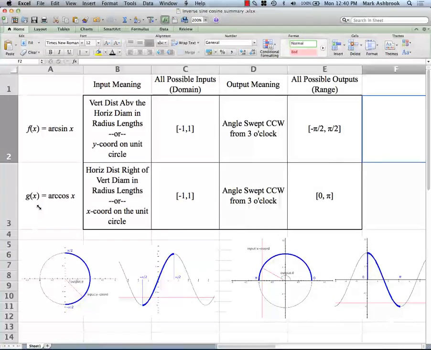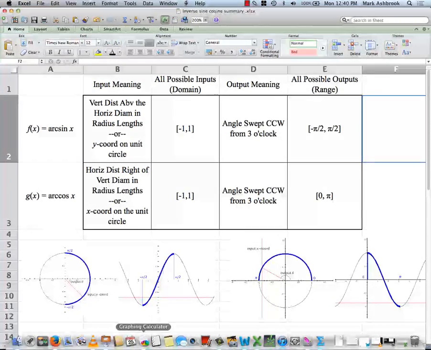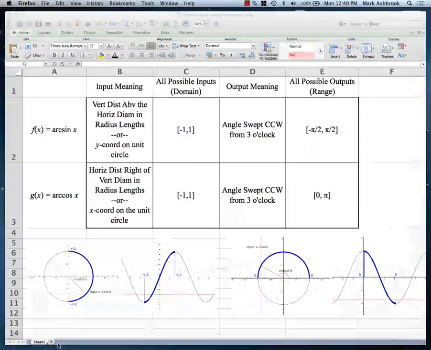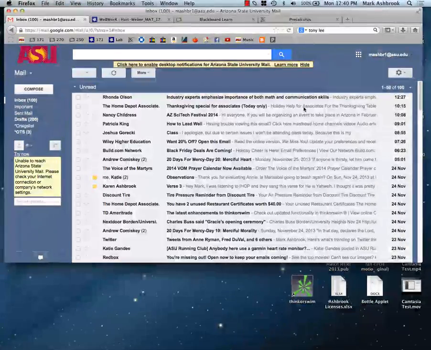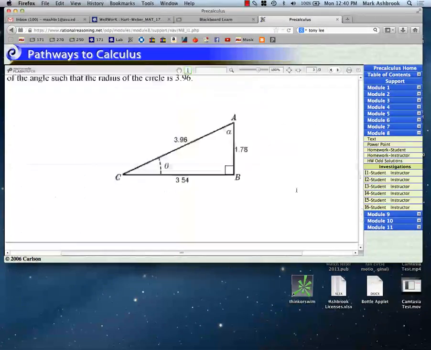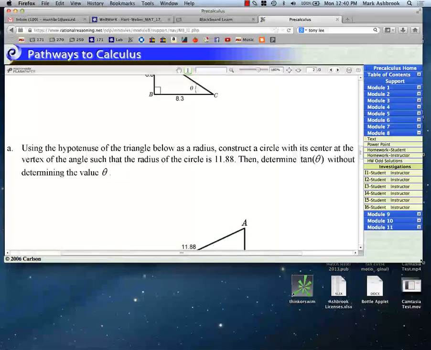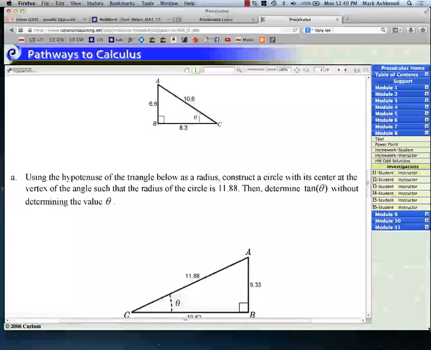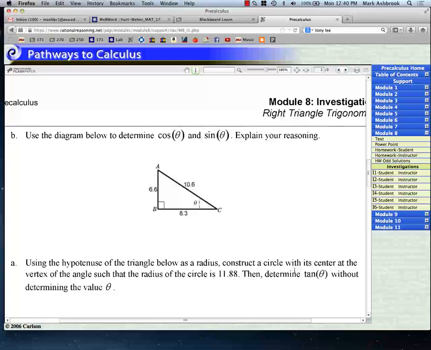How'd these go? The first page should have been pretty straightforward based on what we did before. Any questions on that first page? So now what happens with this is, say you have a different orientation where that angle isn't our traditional angle swept counterclockwise from the 3 o'clock position.